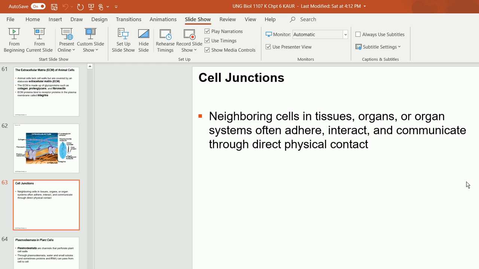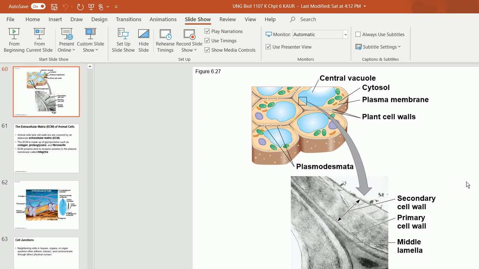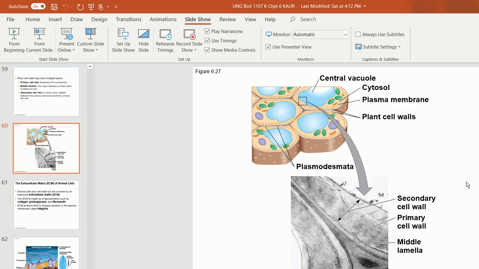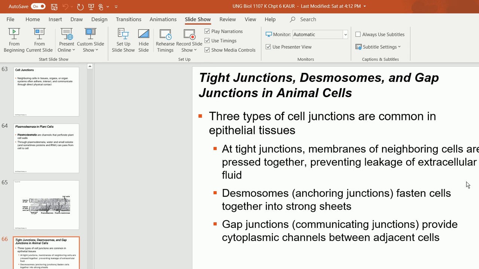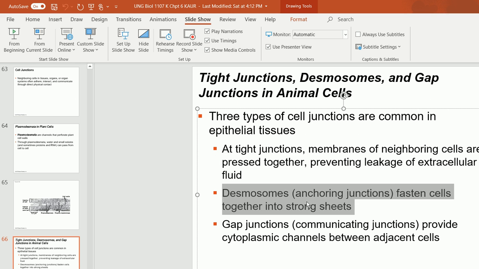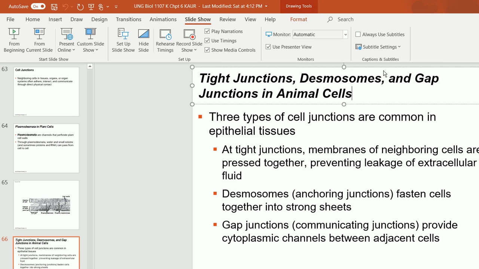In the case of animal cells, there are three different kinds of cell junctions we are going to talk about. They include tight junctions. Tight junctions are junctions between two cells which are so tight that nothing can go across them. Then there are desmosomes. Desmosomes are basically anchoring junctions, and they fasten cells together into strong sheets. They anchor the two cells together. And the last one is gap junctions.